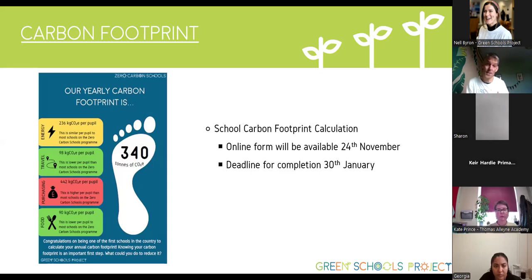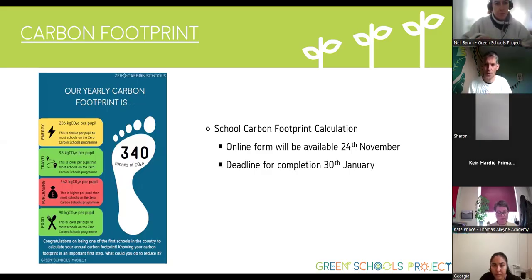The last thing to say about this is that, as you can see on the carbon footprint poster there, the different sections are rated green, amber, red. And that is just in comparison to other schools on the program. As we have 170 schools on the program now, there's enough data to compare to say that you're similar to most schools, lower or higher in each of the different sections.